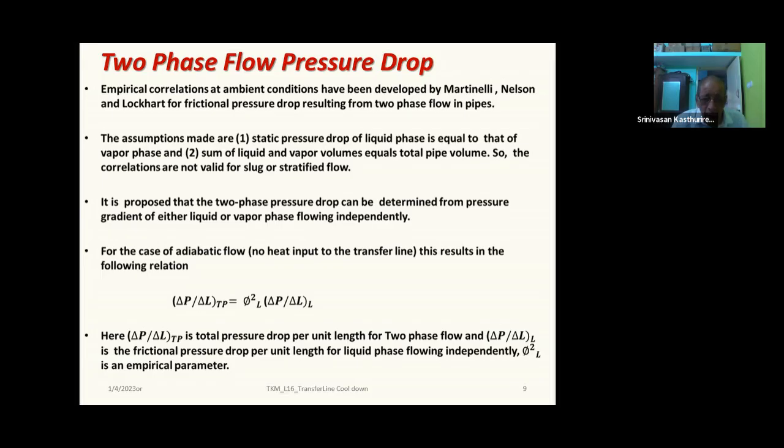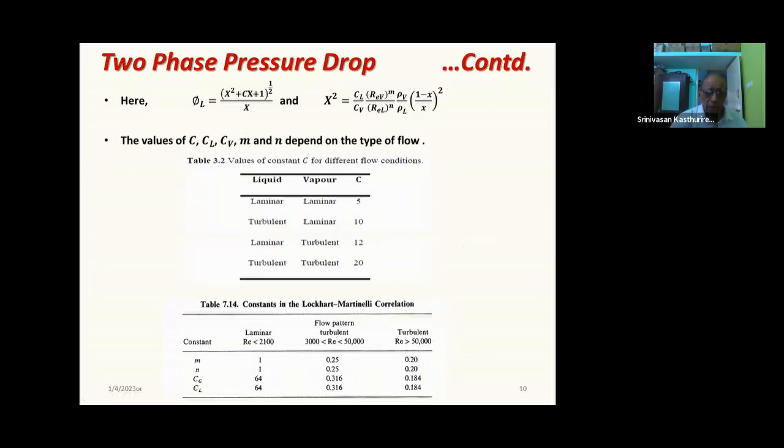And the phi square L is an empirical parameter. So that's a parameter which you have to add to determine the two-phase flow pressure drop. What are these parameters? I think this table gives you a complete detail of these parameters.